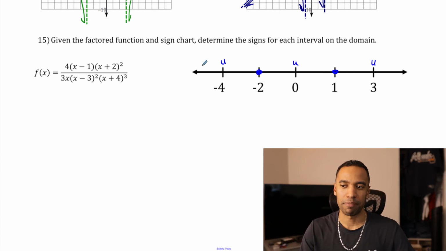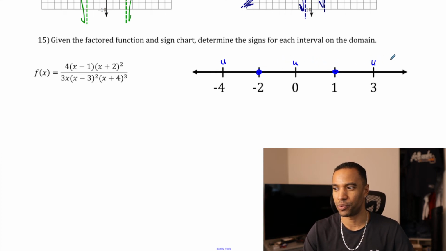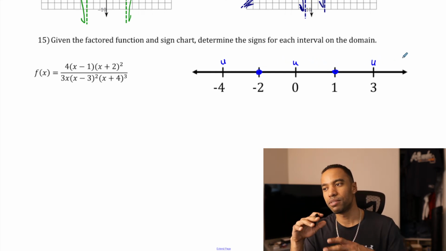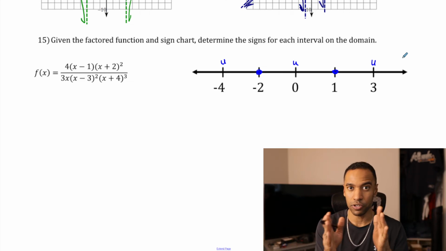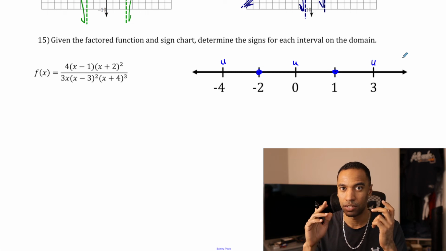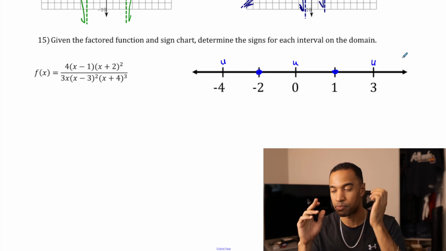I'm going to start by plugging in, and the whole idea of a sign chart, guys, is plugging in a value that's to the left of -4, between -4 and -2, between -2 and 0, between 0 and 1, between 1 and 3, greater than 3. We're going to plug some values in and see what their sign is. Whatever their sign is, any other sign within that interval on the domain will be the same.